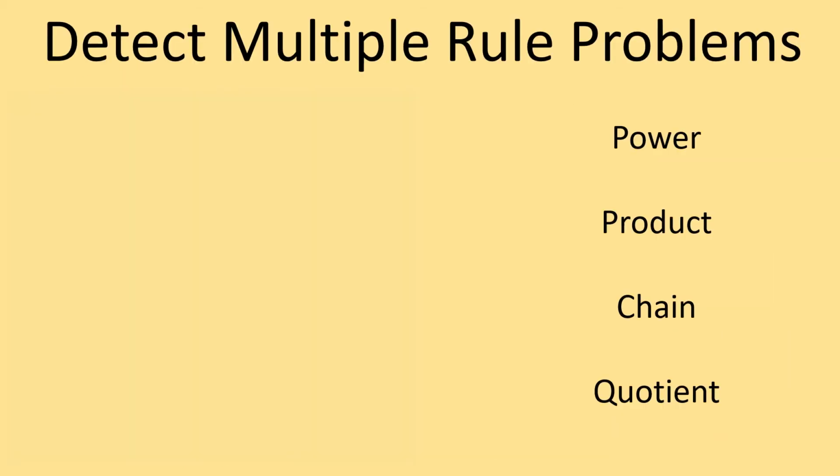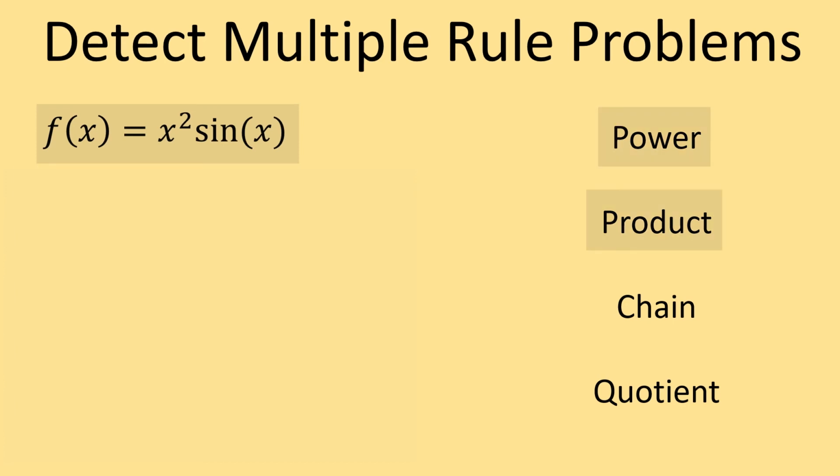And so now I just want to do a small conversation about detecting multiple derivative rules within problems. In other words, this power rule, whenever you're dealing with just a polynomial, is kind of easy to use. But say we have this function here, f of x equals x squared times sine of x. We would have to use the power rule and the product rule together to get the derivative.